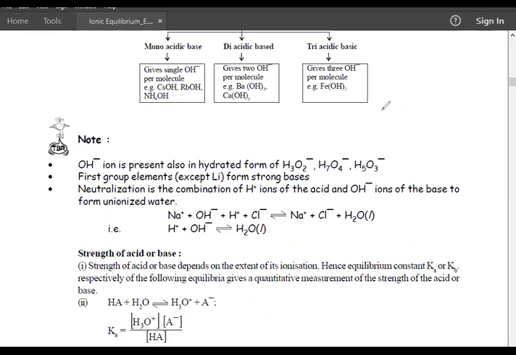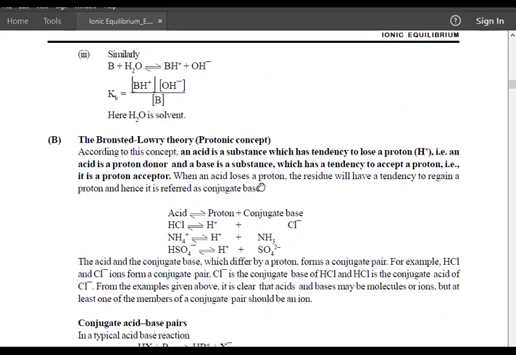Okay, everyone. Tell me, can I say the same thing about base? If Kb is more, basic strength will be more, right? Similar thing can be said for base. If OH- is more, then Kb is more. Okay, right. This was Arrhenius.